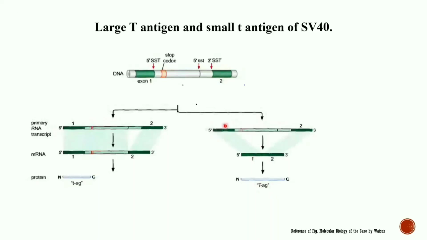So here, due to post-transcriptional modification, that is alternate splicing from a single gene, there is synthesis of two types of proteins. From the single mRNA, with the help of alternate splicing, two types of proteins are generated.